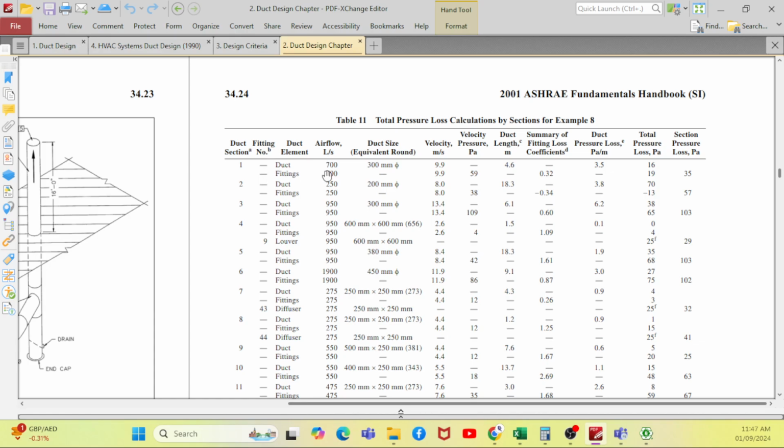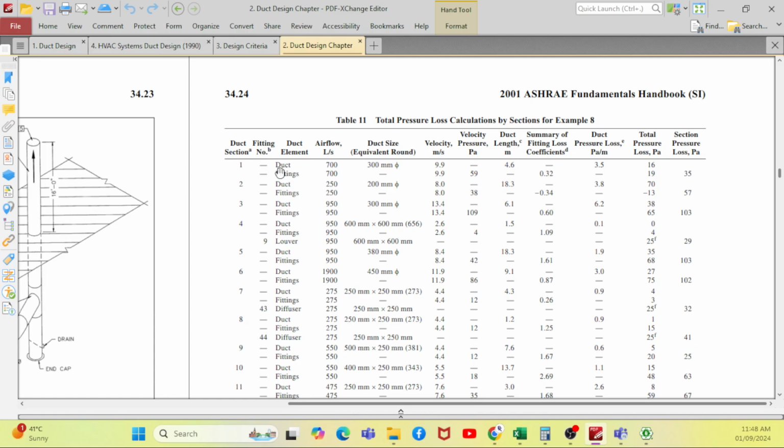Fitting can be anything. If you go to elbow, diffuser, or volume control damper, whatever the fittings are called, those will come in the accessories and will come in the fitting range. And whatever the ducting is, that will come in this range.